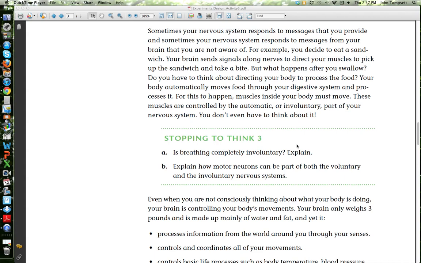Letter A, is breathing completely involuntary? Make sure that you explain. Letter B, explain how motor neurons can be part of both the voluntary and the involuntary nervous system.